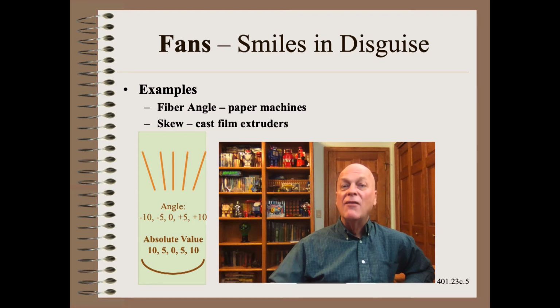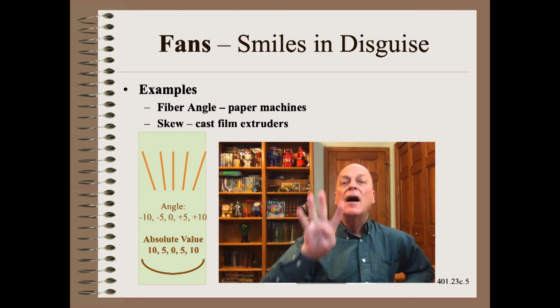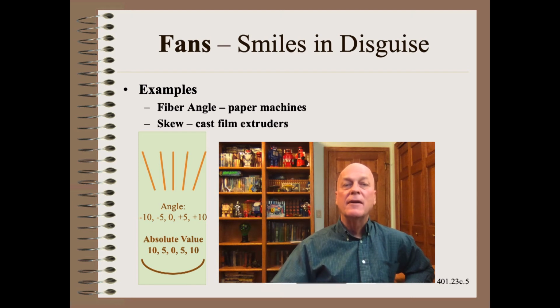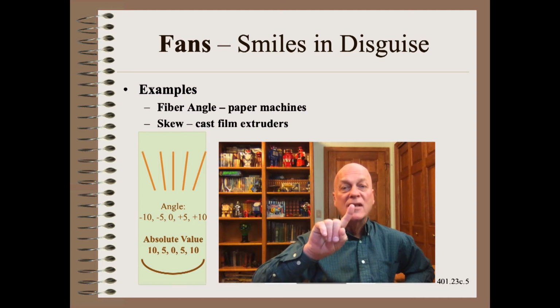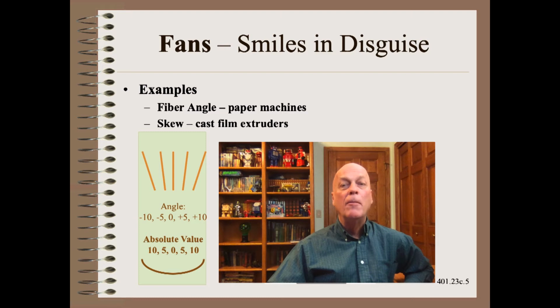Another example of a smile in disguise are fan shapes. In the figure on the left, we might plot fiber angle of a paper machine or skew angle of cast film extruders. In both cases, we are looking at the angle of the principal or stiffest axis of the material. To see the smile shape in disguise, all you need to do is to plot the absolute angle of the principal axis of the material as we covered in our Web 101 class.